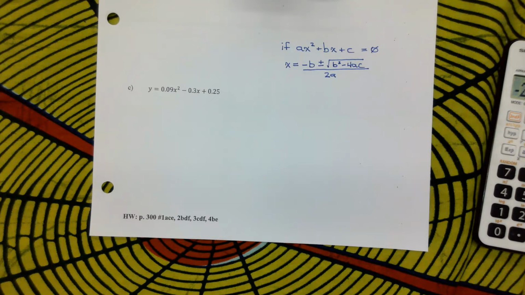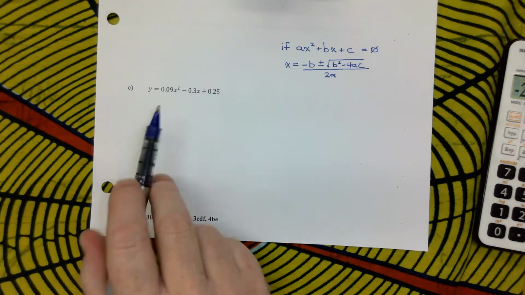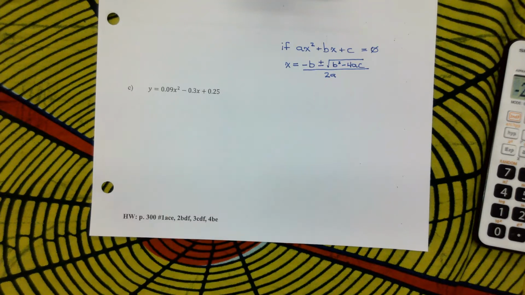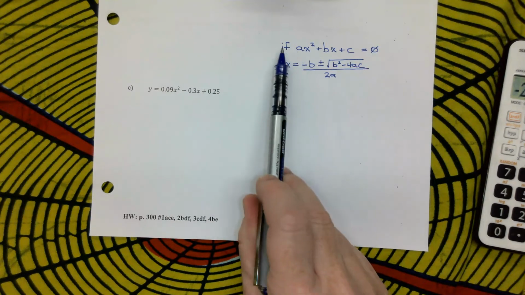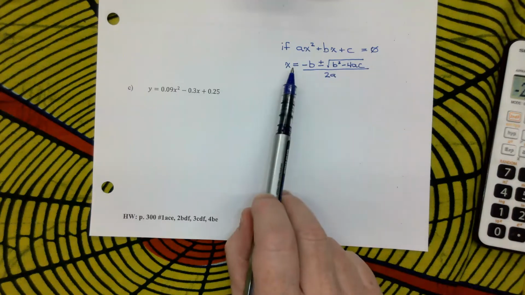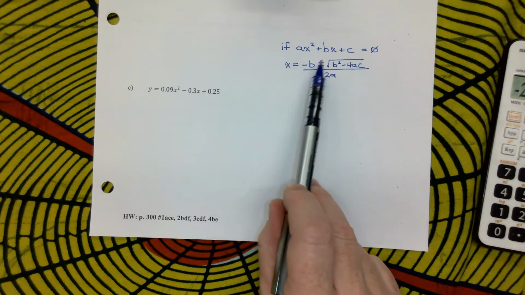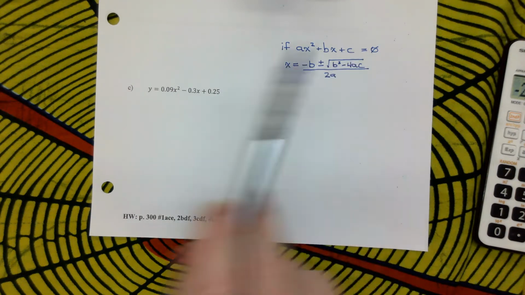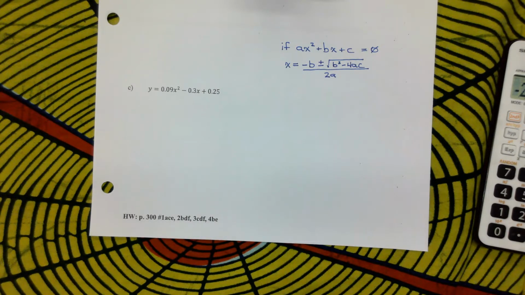Well, let's take a look at this decimal question and then we can work through it. So I wrote it up here again, right? If you have an expression, ax squared plus bx plus c equals 0, then you know that x is equal to negative b plus or minus the square root of b squared minus 4ac all over 2a. So the question asked us to find the x-intercept.